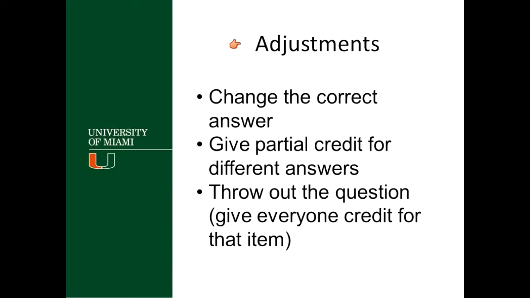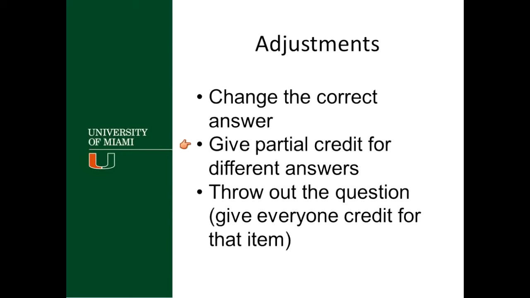To adjust a score, there are three ways of doing it. You can change the correct answer. So in that case, everybody who answered 33 million will now get it right, and everybody else will get it wrong. That is, I've changed the machine scoring. We're still using machine scoring, but I've changed which is the correct answer.